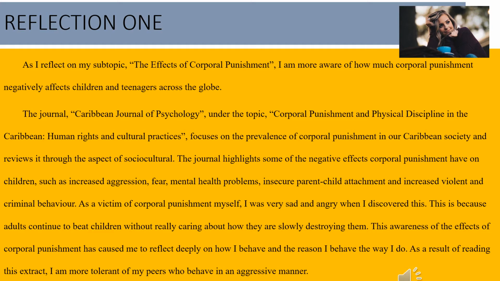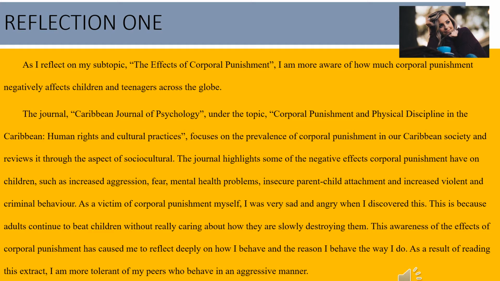As a victim of corporal punishment myself, I was very sad and angry when I discovered this. This is because adults continue to beat children without really caring about how they are slowly destroying them. This awareness of the effects of corporal punishment has caused me to reflect deeply on how I behave and the reason I behave the way I do. As a result of reading this extract, I am more tolerant of my peers who behave in an aggressive manner.